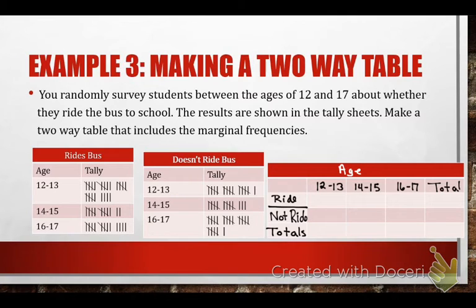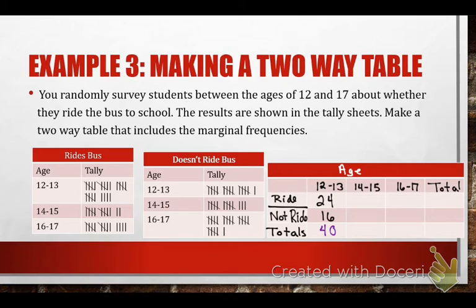So how many kids, based on this survey, ride the bus ages 12 to 13? 24. So I come over here, I see 24 tallies. I'm going to say 24 in that block of 12 to 13-year-olds riding the bus. How many do not? 16. So how many total would that be? 40. Okay?